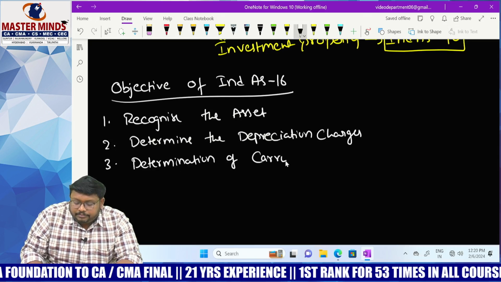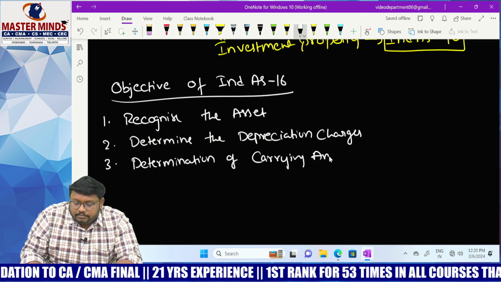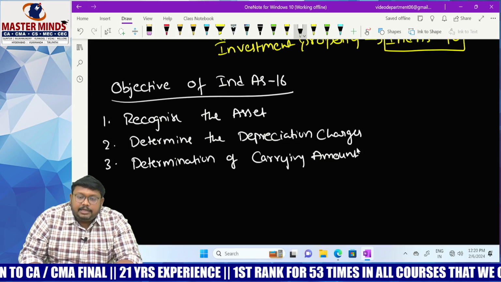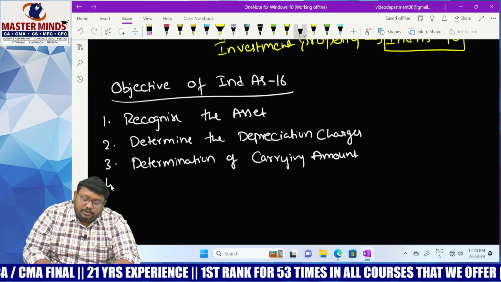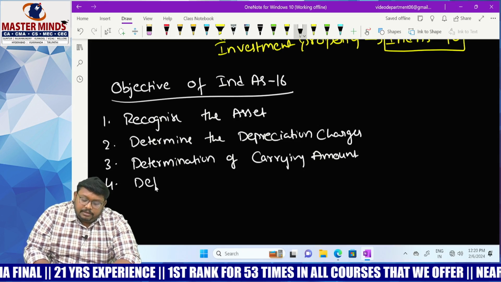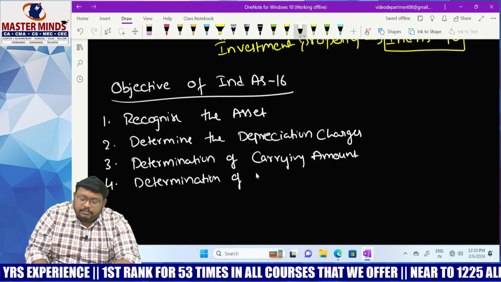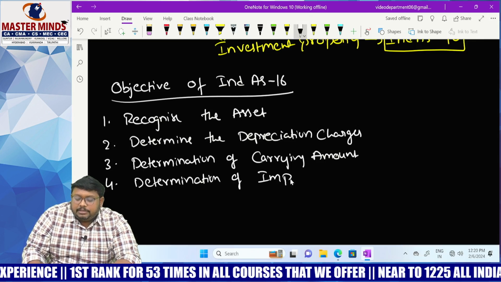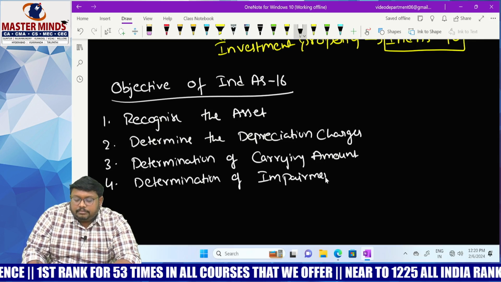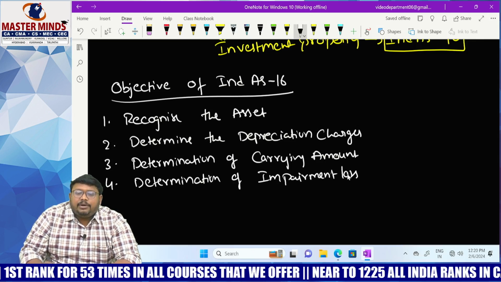carrying amount. Determination of carrying amount. And the fourth one, determination of impairment loss. Okay. So what is impairment loss?